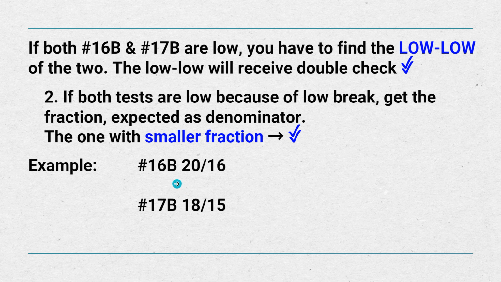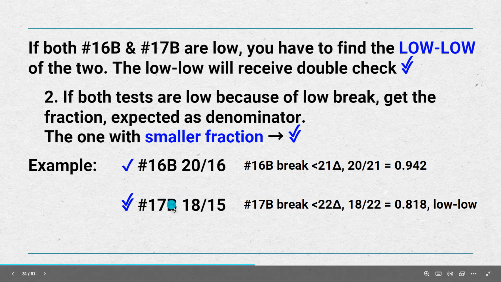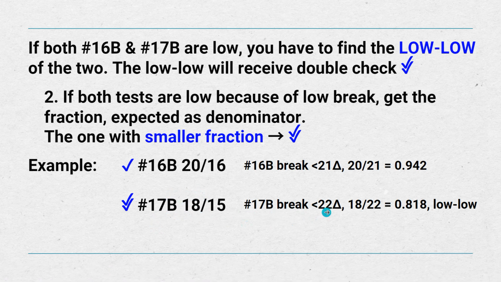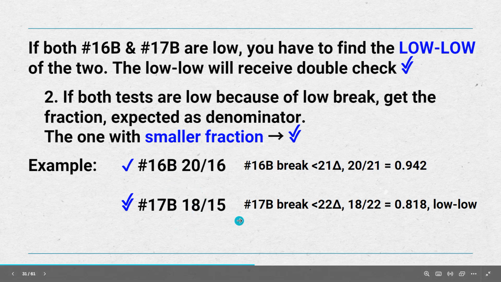And then for the second rule, if both tests are low because of low break, get the fraction expected as denominator. The one with the smaller fraction, you have to double check it. So 16b is lesser than 21, so it is low break. 17b is lesser than 22, so it is also low break. So they are both low break.